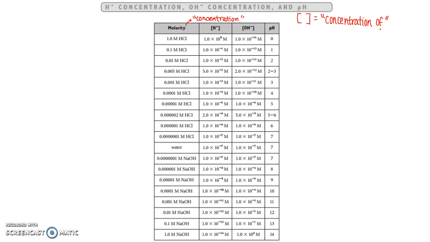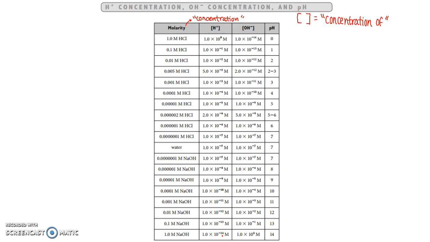So you can see that when we go down, the H plus concentrations, and the OH minus concentrations or molarities, change as we go down. Notice the exponents on the tens. These are all written in scientific notation. For H plus, they become increasingly negative, meaning they get smaller. So the H plus concentration is decreasing as we go down this chart, until we hit the lowest one down here.